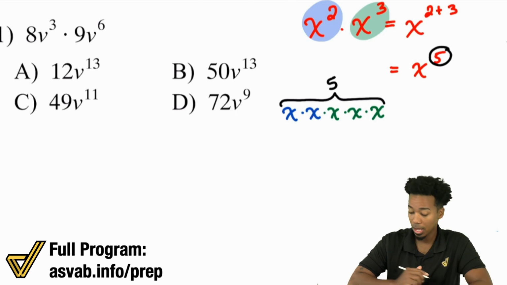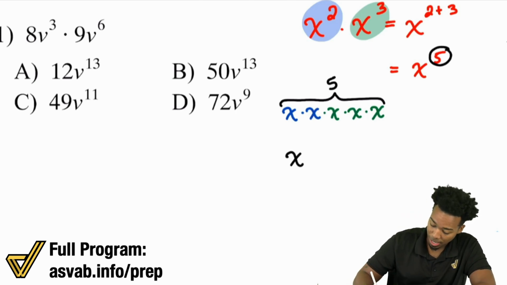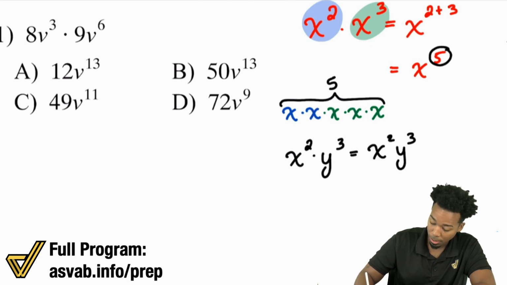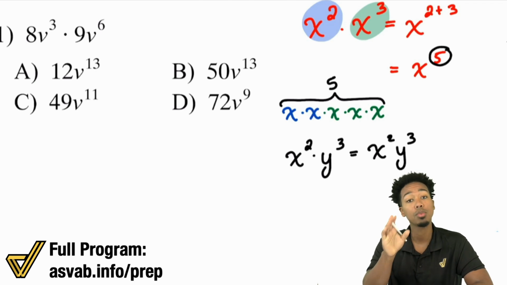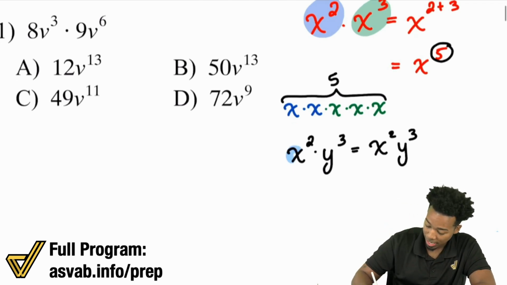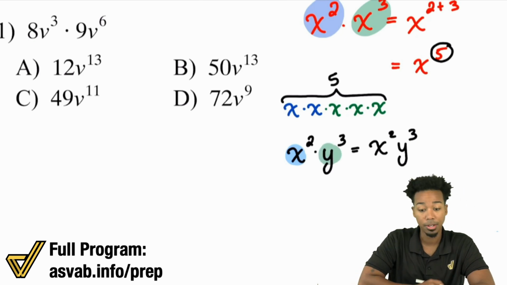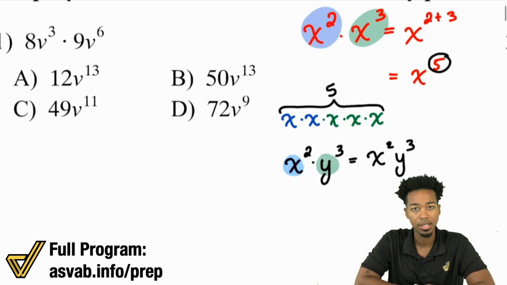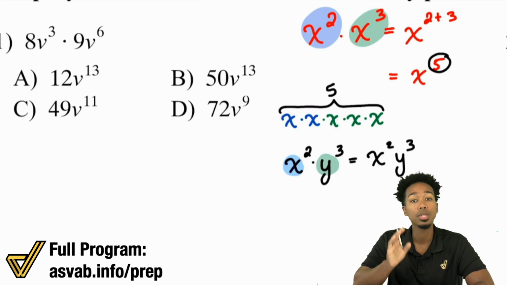But remember this, if you have something to the effect of, let's say, x squared times y cubed, that's going to stay x squared y cubed. That does not change, because you don't have the same base. x is the base here, y is the base there. Those are not the same bases. Remember again, you need to have the same base. When you're multiplying powers that have the same base, add their exponents.